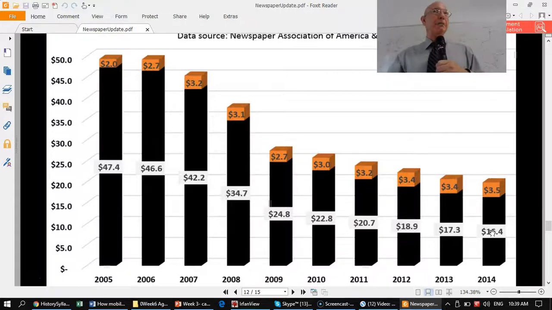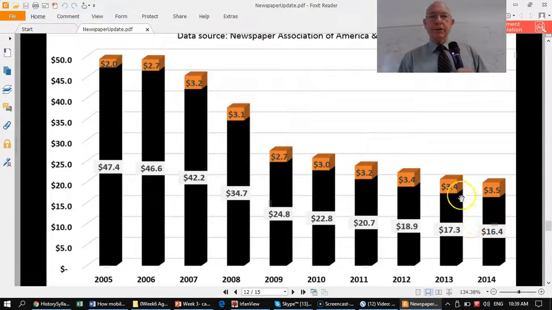So even the New York Times, back in 2009, I think, or 2010, borrowed $300 million from a Mexican billionaire. So that's the New York Times, with all their massive circulation, had to borrow $300 million to keep their operation going. So it's not a pretty picture.